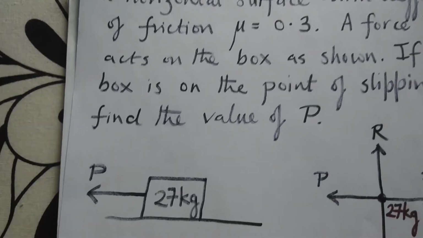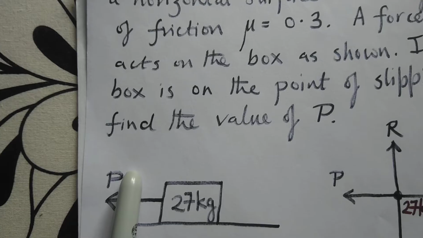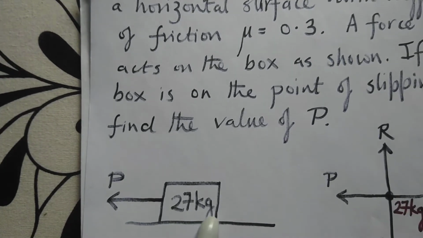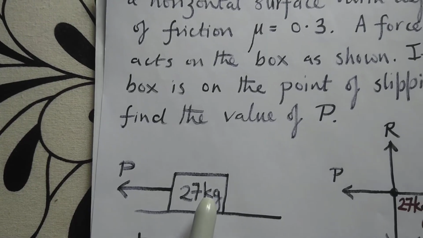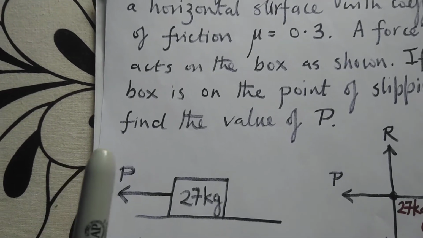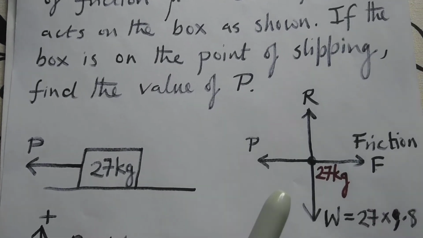So here's our box, 27 kilograms, horizontal force to the left P, and the thing is on the point of slipping. So what that means is the friction force is at its absolute maximum and it's just about to slip, so it's not moving yet. It's still in equilibrium at the moment.